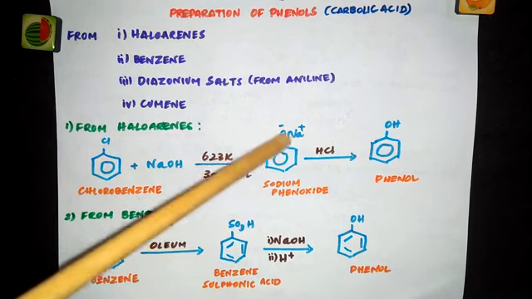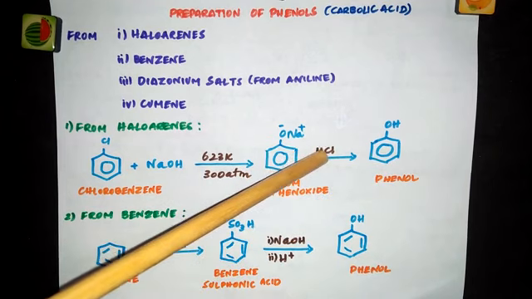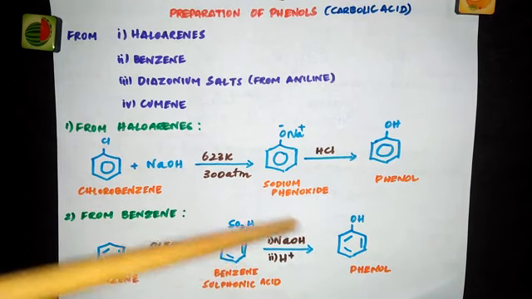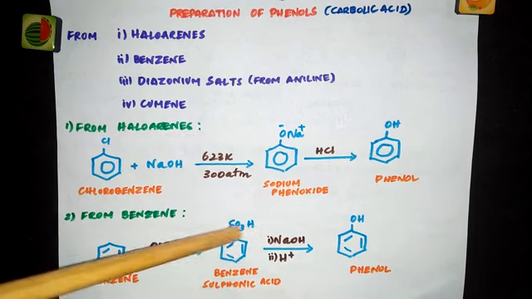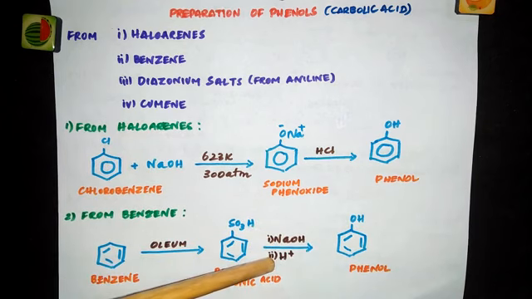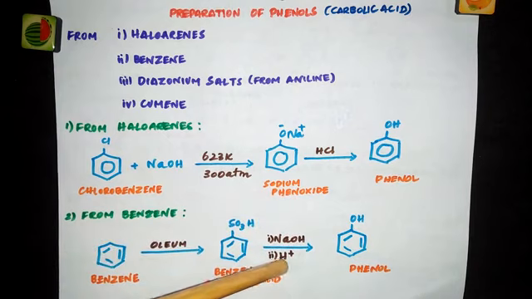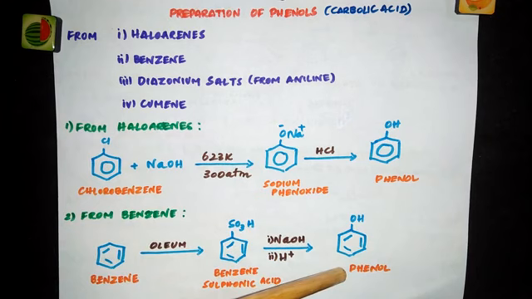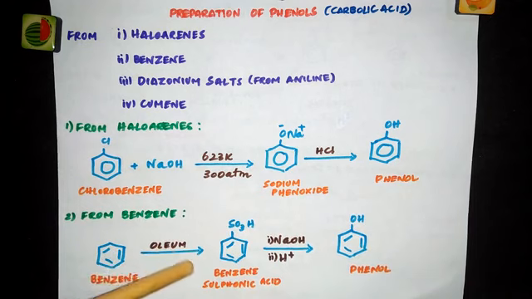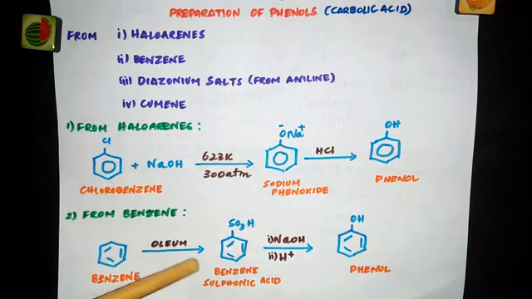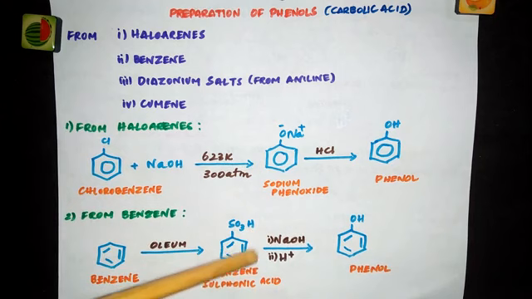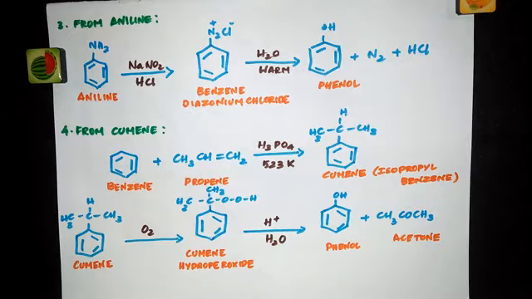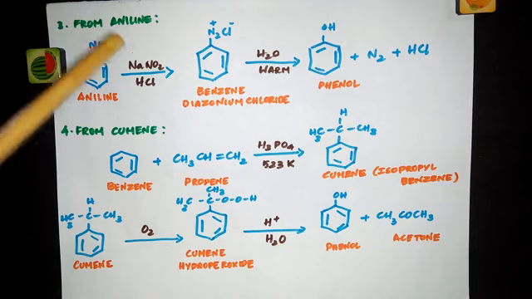And you know how to convert sodium phenoxide into phenol. You are going to acidify it. Here it is shown in the same arrow. The first step is treating with sodium hydroxide and the second step is acidifying the sodium phenoxide, so you are getting phenol. So this is how we prepare phenol from benzene: first treating it with oleum to sulfonate it, then treating it with sodium hydroxide, and finally acidifying, you are getting phenol.